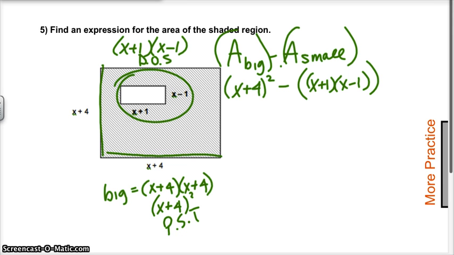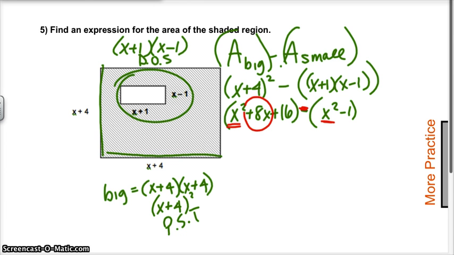So my perfect square trinomial is going to give me, and my difference of squares is going to give me, so now when I go to subtract, x squared minus x squared is 0. 8x minus no x's over here. 16 minus a -1, those turn to a plus, is 17.